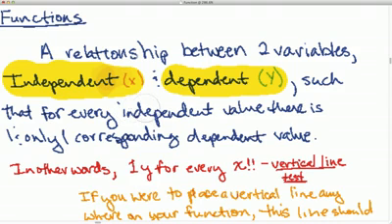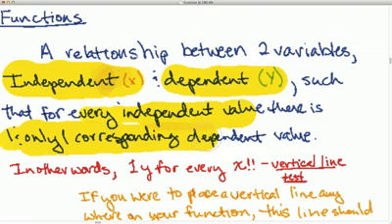And what that represents is that for every independent value, there needs to be one and only one corresponding dependent value. And this is actually incorrect over here. That means for every x, we need one and only one y. So let's rewrite that. So for every y, one x. Anytime we see the x's repeated with different y's, then it's not a function.